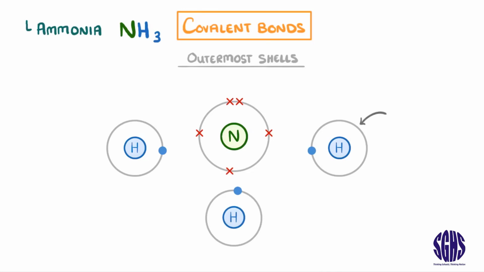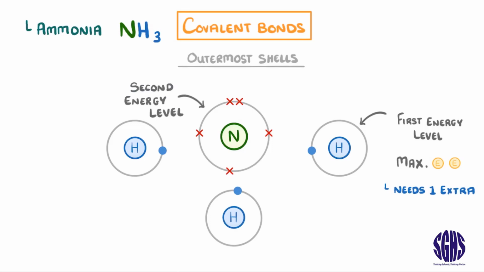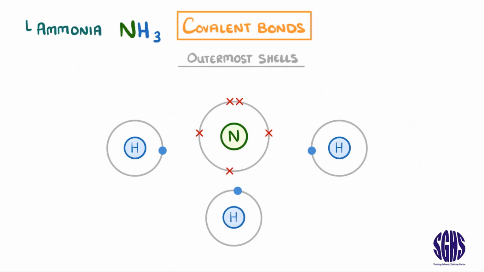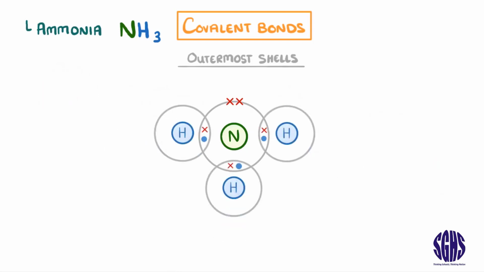Remember that because this is hydrogen's first energy level, it can only hold a maximum of 2 electrons, so each hydrogen is going to need one extra electron to fill their shell. Whereas because this is nitrogen's second energy level, it can hold a maximum of 8 electrons, so it's looking for an extra 3 electrons to become full. So if each hydrogen shared 1 electron with the nitrogen, then all of the atoms would have full outer shells. And that would be our dot and cross diagram all done.